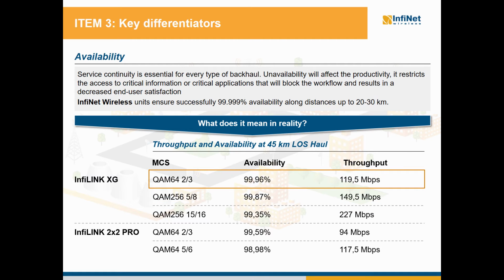The maximum availability in case of InfiLINK XG is obtained using a lower order modulation, so this gives us a lower throughput. The highest throughput is obtained using a superior order modulation encoding scheme, resulting in this case in a bit lower value for the availability at around 99.35%. For the InfiLINK 2x2 PRO, using the maximum MCS scheme, we obtain around 98.98% availability over the 45-kilometer link, and it can sustain a real throughput of around 117.5 megabits per second.